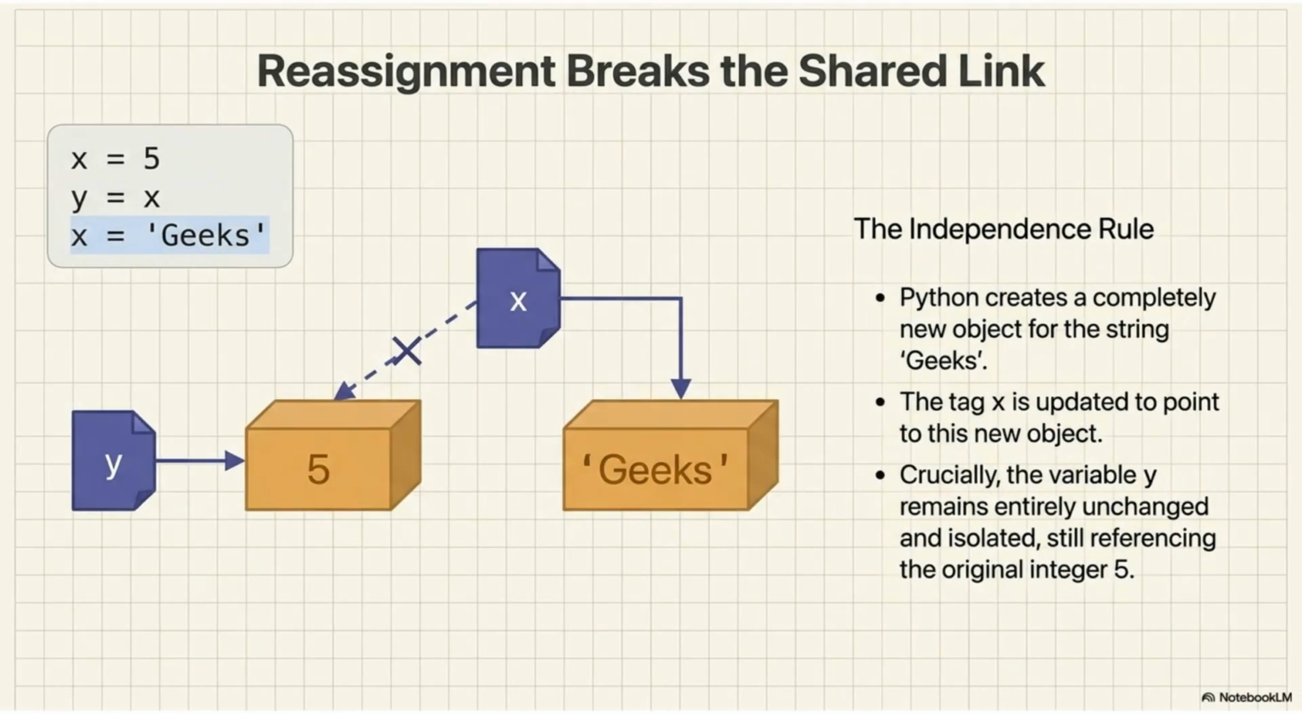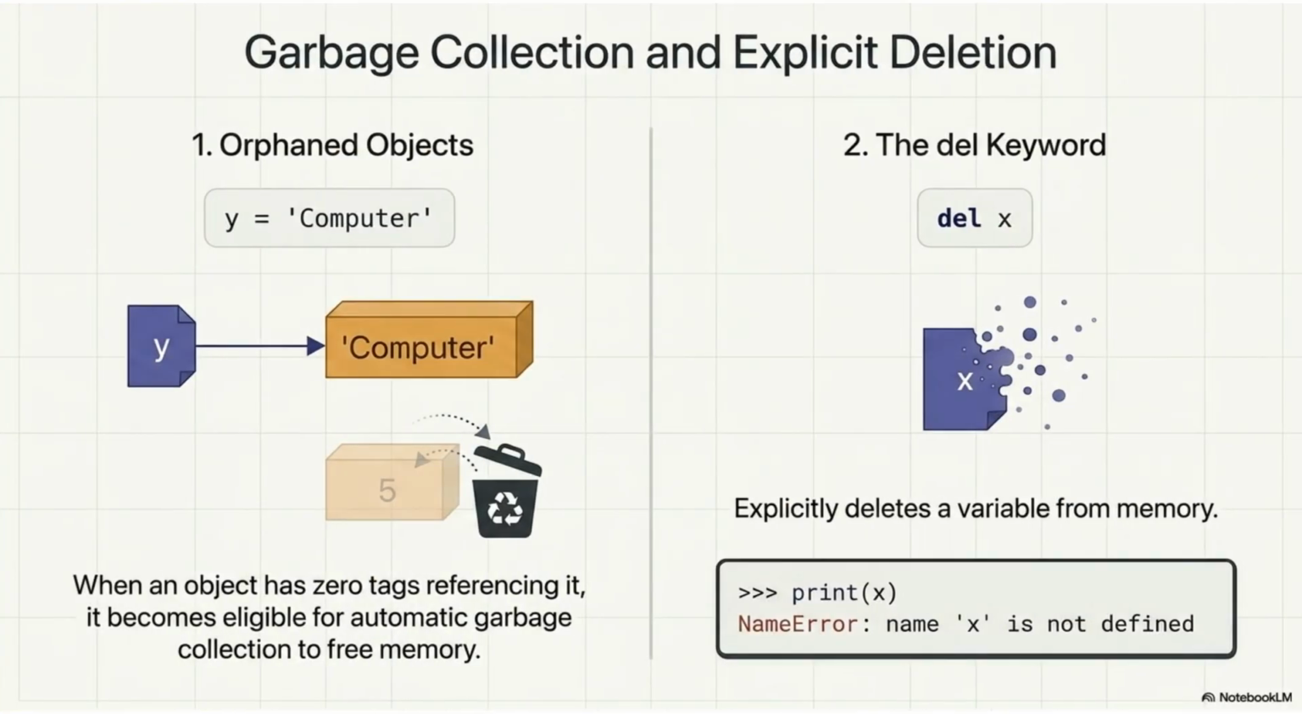Reassignment breaks these links. If you change a variable, Python points that tag to a new object, leaving the previous object and any other variables referencing it completely unaffected. Objects without any variables referencing them are considered orphaned. Python's automatic garbage collection cleans these up. You can also explicitly remove a variable using the del keyword.